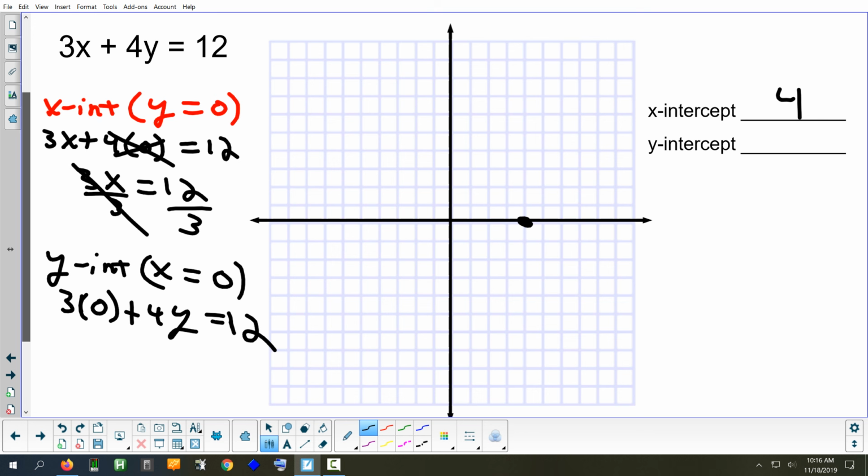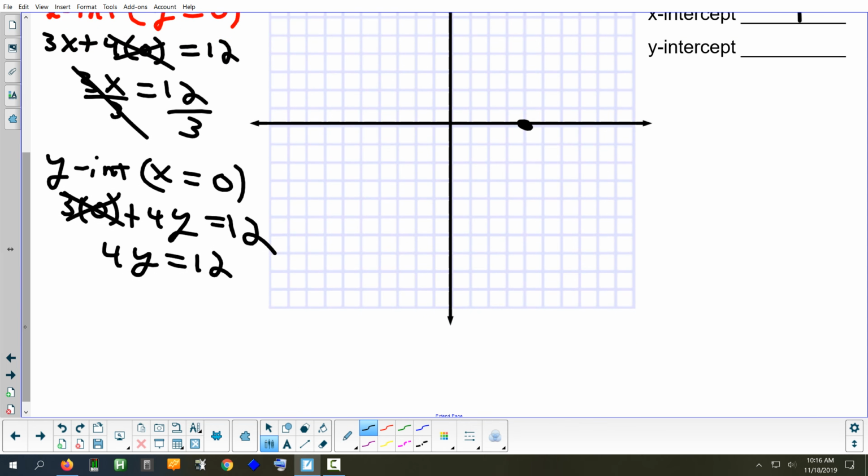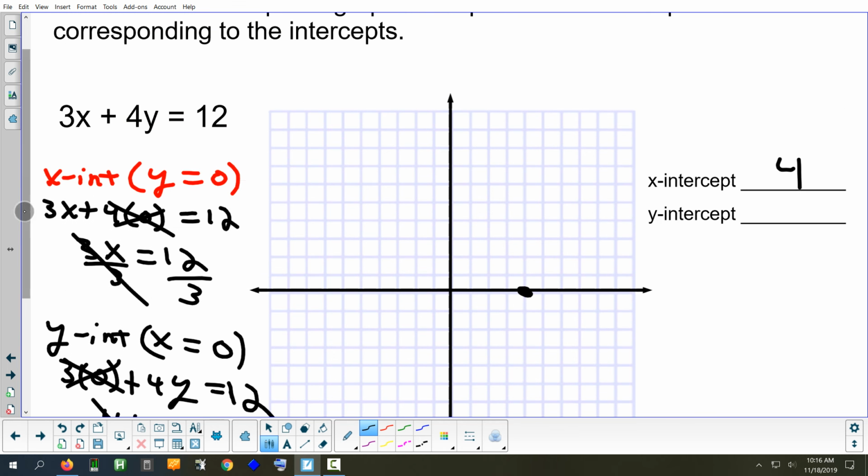Now, how about Princess? 3 times 0? 0, gone. 4y equals 12. And Stephen, what's my last step? You got it. How do you get rid of this 4? Because you got 4 times y. What's the opposite of times? Divide. And what would you divide by? 4. Divide by 4. What's that give me? 4. Yep, and that reduces to 3. Perfect. So y-intercept is 3.